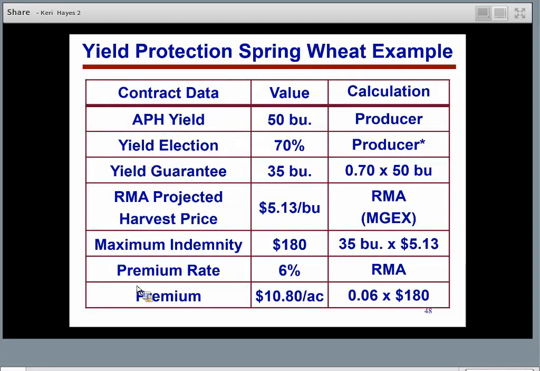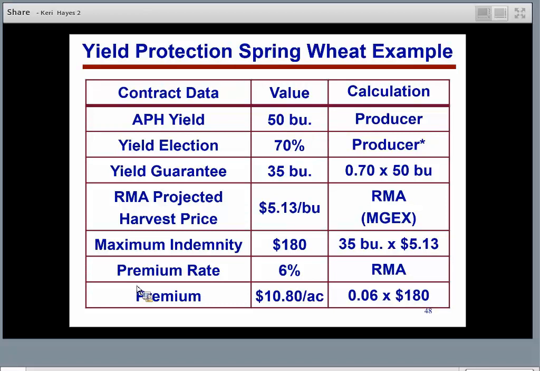Let's take the spring wheat example. We have a producer with an established APH yield of 50 bushels, so that's the average of their history. And they've elected to have a coverage level of 70%. Okay, and so what that means is that they have a yield guarantee of 35 bushels. Okay, so take that 50, 70% of 50 bushels is 35.